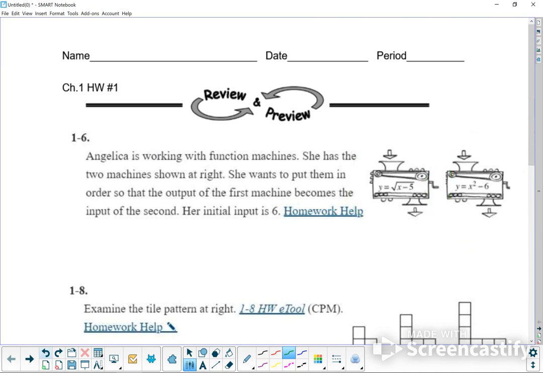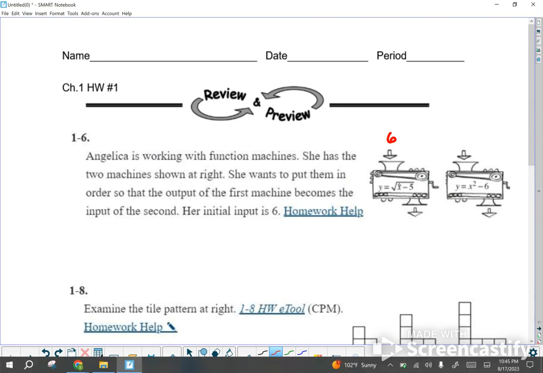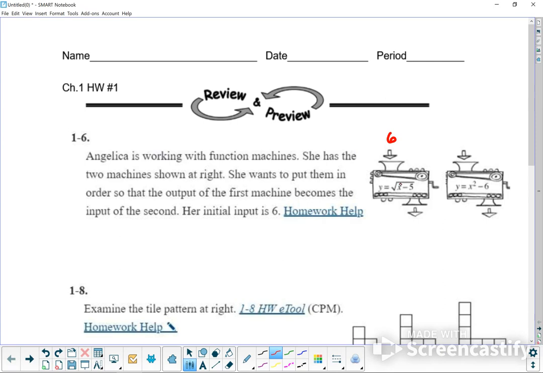Her initial input is 6, so she's putting 6 in here. So when you put 6, that means that you're actually putting 6 in the X. And we know that this is the square root of 6 minus 5. I'm going to write it right here. So square root of 6 minus 5. And we know the square root of 6 minus 5 is 1. So we got to do the square root of 1. And the square root of 1 is just 1. So your output is 1.